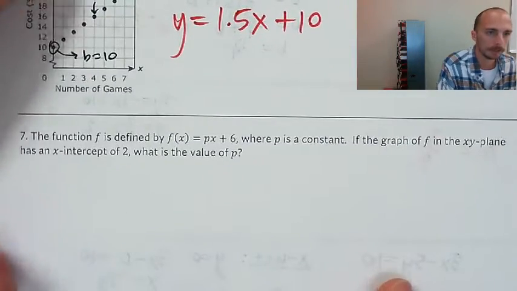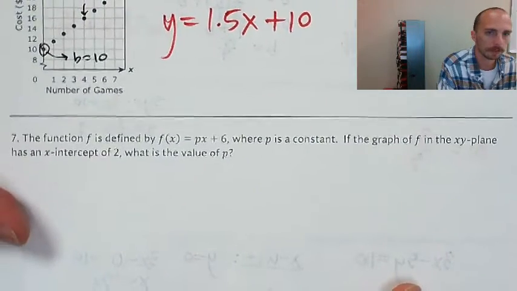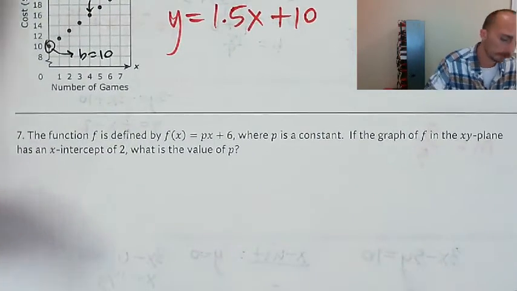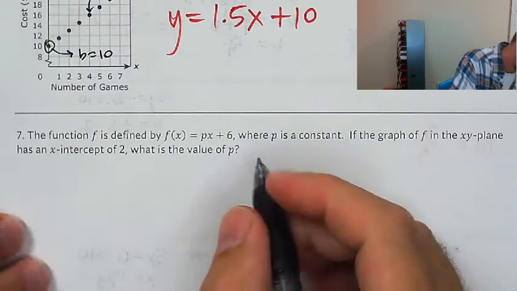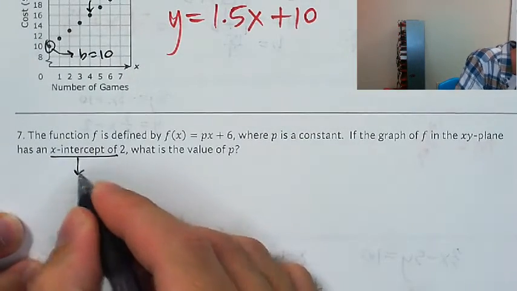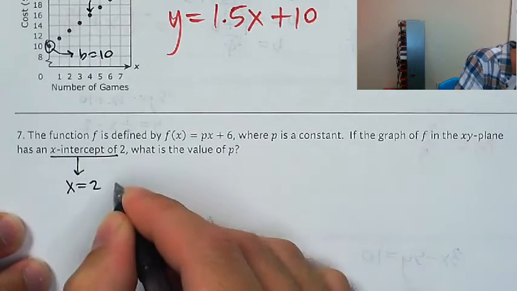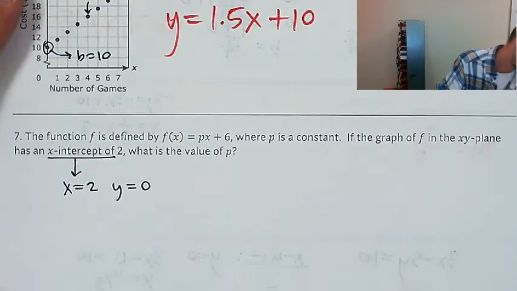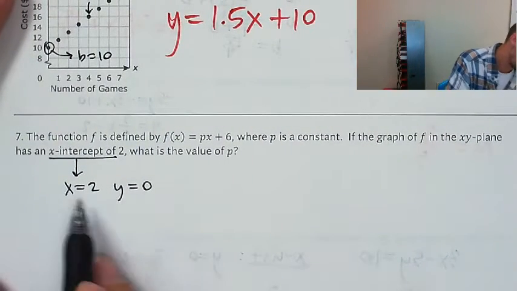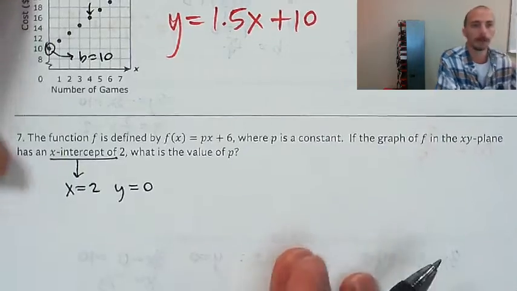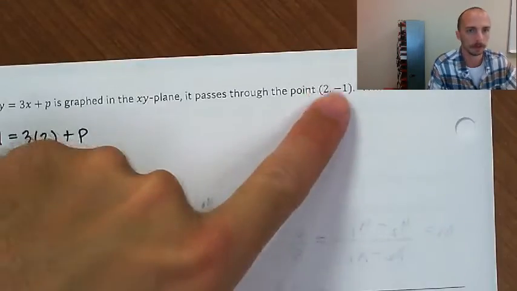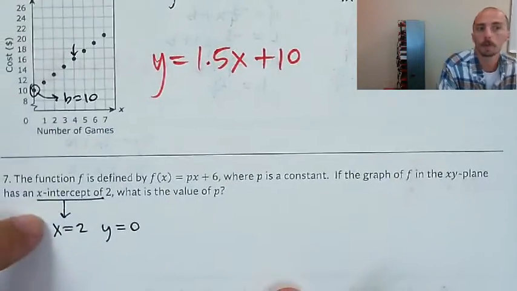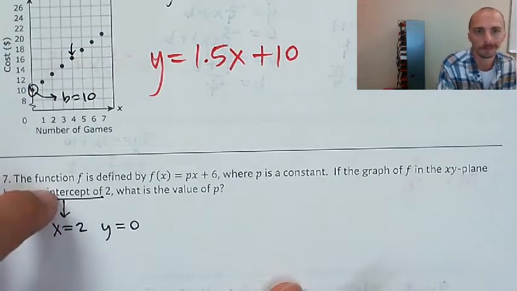And then over here, f of x equals px plus 6. Has an x-intercept 2. What's the value of p? Okay, well, x-intercept 2, that's going to mean x equals 2 when y equals 0. And so now I've got this point. This is very much like this problem up here. It just didn't give you the y coordinate. It did, just in code.